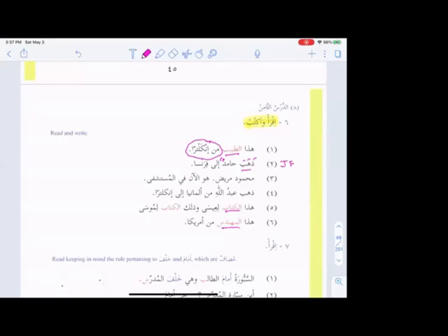So fil mustashfa. Huwa mubtada. Where is the khabar? Fil mustashfa. Jar majrur. Shibhu jumla khabar. That's it. Again, this is jumla failure. Zahaba. Now this is the trick here. Remember, fail is always marfu. Marfu. Okay.